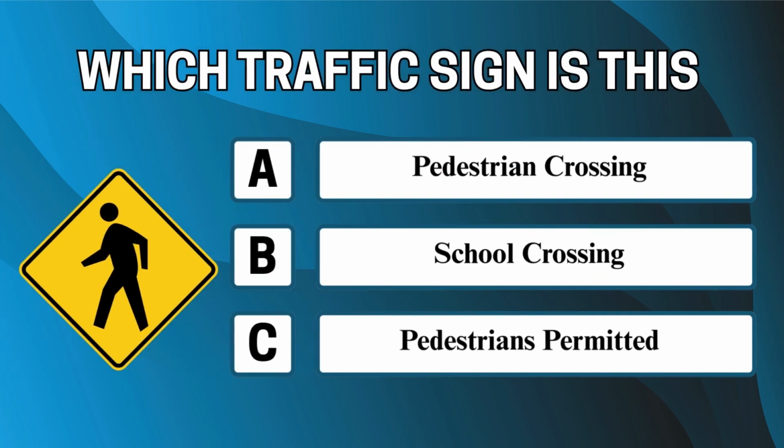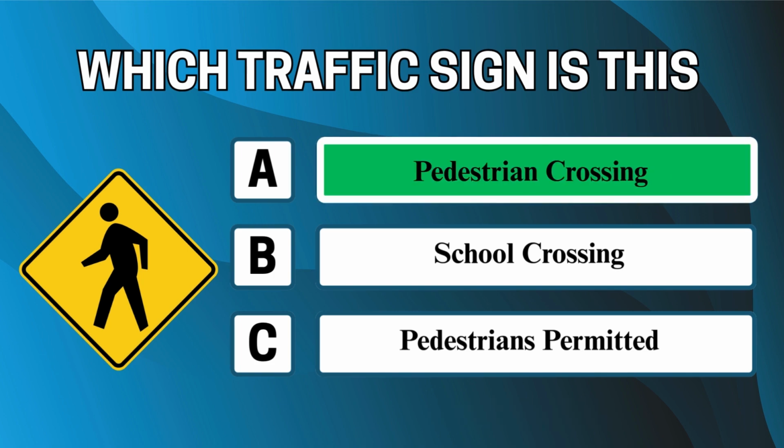Which traffic sign is this? A. Pedestrian crossing. B. School crossing. C. Pedestrians permitted. Exactly, it is the pedestrian crossing sign.